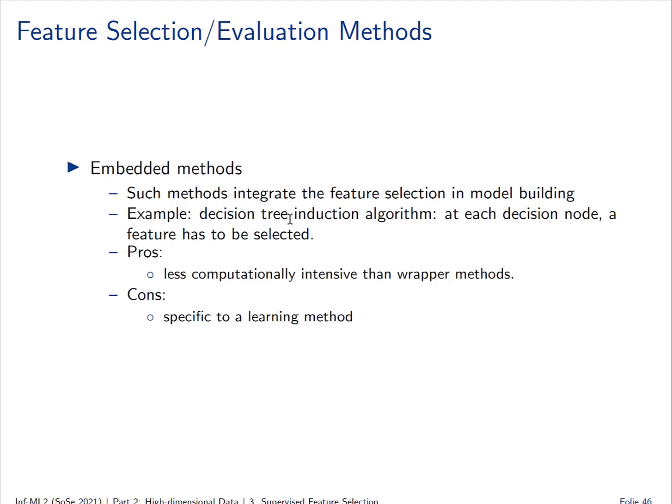Pro is, at least for the simple ones, less computationally intensive than the wrapper method. On the contrary, it is specific to a learning method. That is, the decision tree induction algorithm is only working for a decision tree, and gradient descent is only working for neural networks, so to say. I mean, not only, but especially working well for neural networks. So that is the downside, but it's somehow a kind of compromise between the wrapper methods and these standalone methods that we had before.